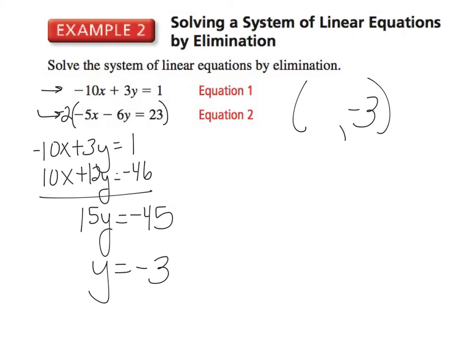If I plug it in, which one do I want to plug it in? Let's plug it into the second one. Negative 5x. Negative 6 times negative 3 is 18.